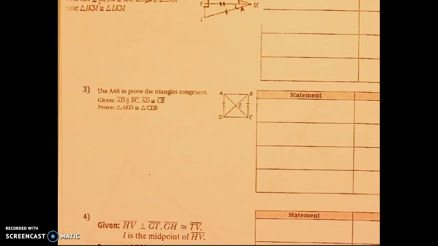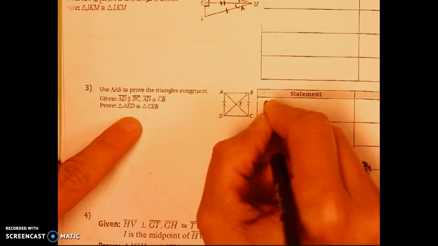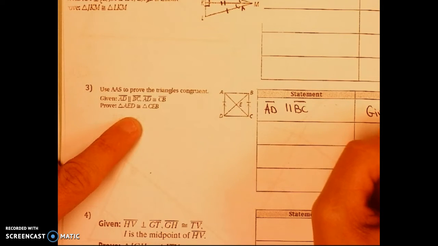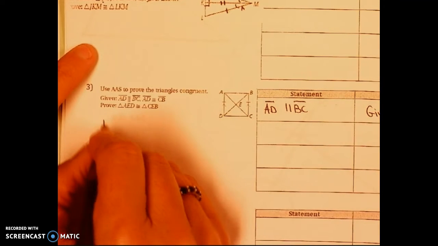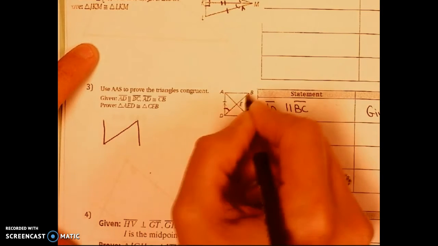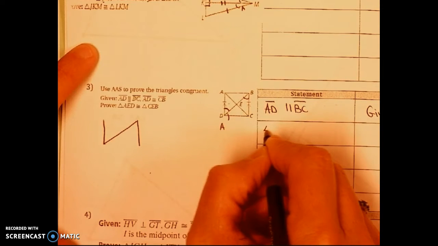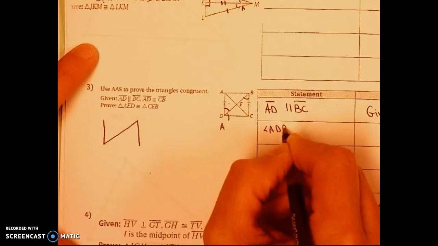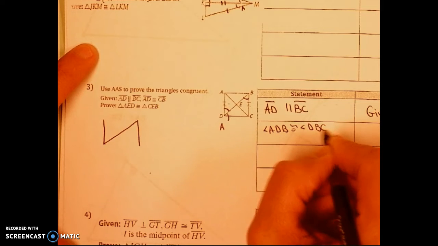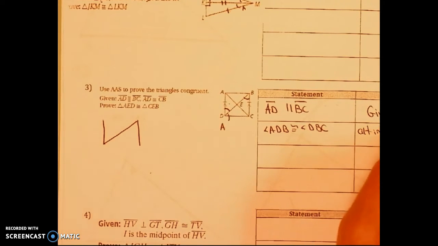On number 3, we have parallel lines, so I'm going to state that in my given. AD is parallel to BC. That's given. And from that given, I'm going to pull out those 2 parallel lines with this transversal. I've got angles here and here that are congruent. Angle ADB is congruent to angle DBC, and that is because alternate interior angles are congruent.